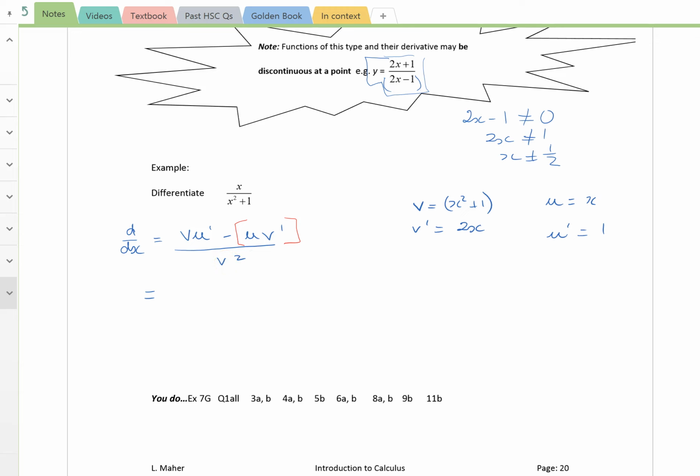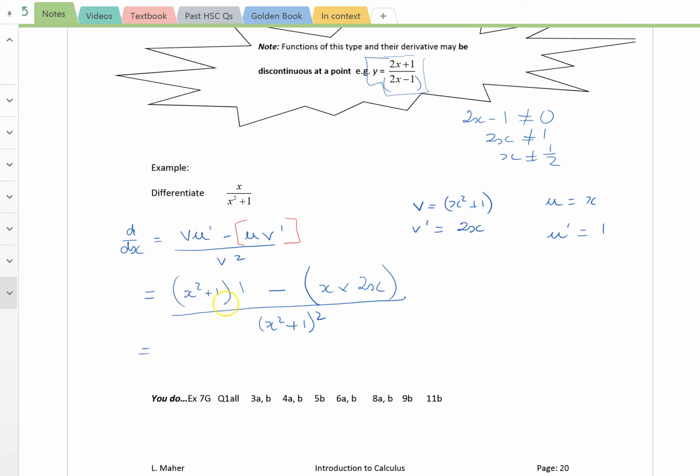Okay, so let's use that rule now, and v is x squared plus 1. It needs to be multiplied by u dash, which is 1. That's nice. Subtract. I'm introducing brackets, whether I need them or not. u is x, and it needs to be multiplied by v dash. I guess really I didn't need them, but that's not going to stop me from putting them in anyway. All over v squared, and I know that's my denominator squared.